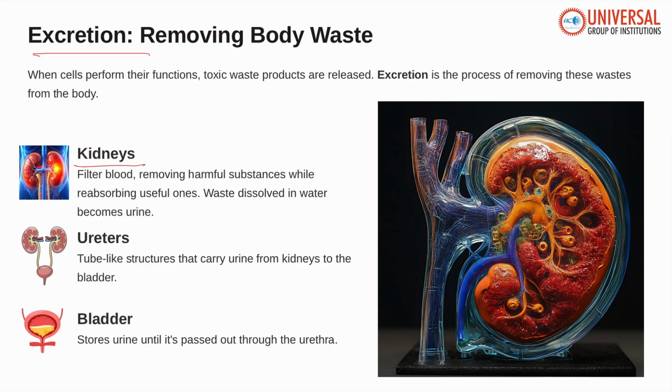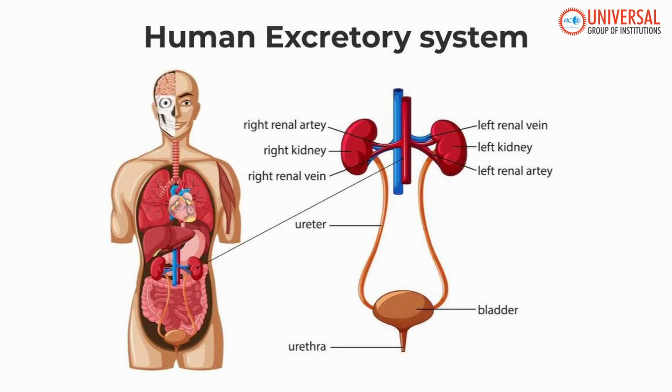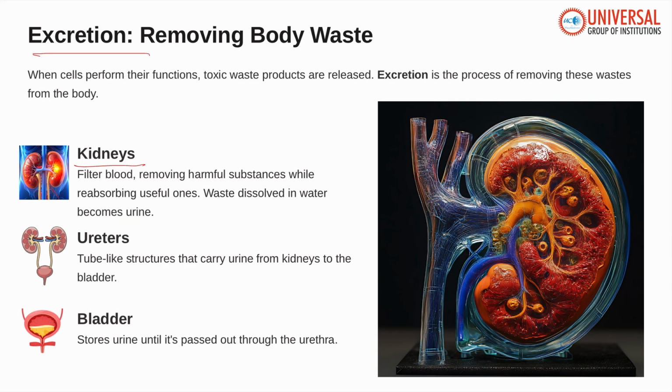Let us first understand the organs involved in the excretory system. First one is kidney, which removes nitrogenous waste and excess water. Second one is ureter, which transports urine to the bladder. Third is the urinary bladder, which stores urine. Fourth, urethra, which removes urine from the body. Fifth, lungs, which remove carbon dioxide and water vapor. Sixth is skin, which removes sweat. And seventh one is the liver, which converts ammonia into urea. So these are the organs which are involved.